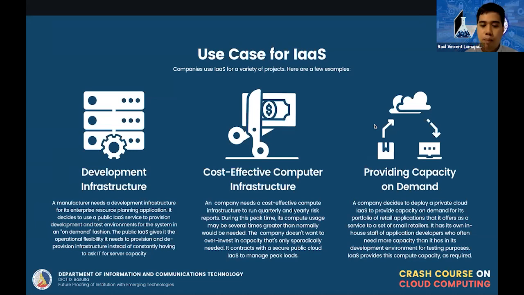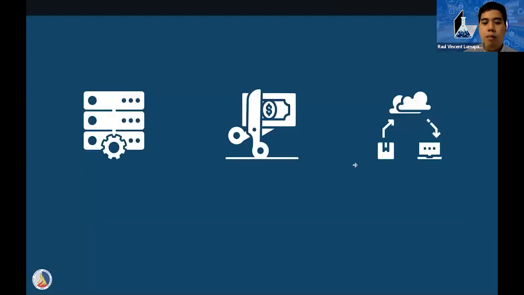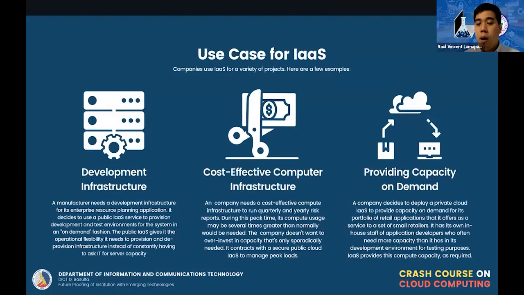And then lastly, providing capacity on demand. A company decides to deploy a private cloud IaaS to provide capacity on demand for its portfolio of retail applications that it offers to a set of small retailers. This is a very good example of providing capacity on demand.